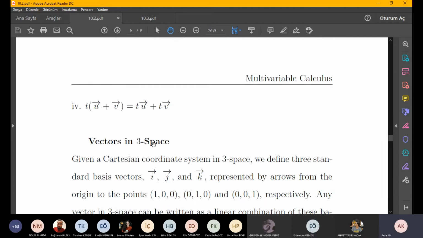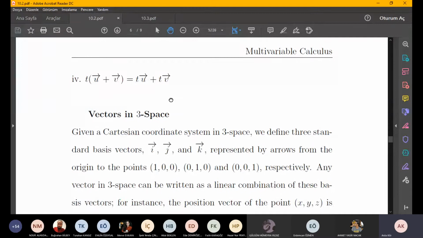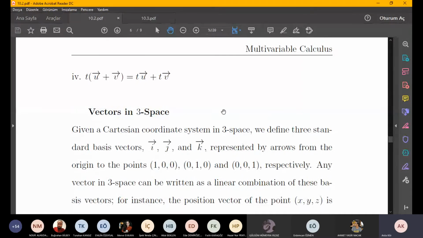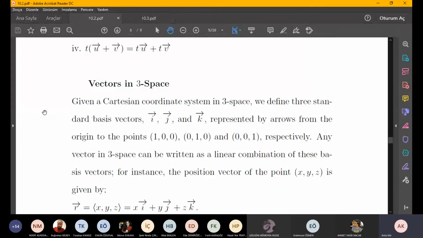And the last property: if t is a scalar, t times the parenthesis of u plus v is equal to t times u plus t times v. So those are algebraic properties in n-dimensional space even, where n is greater or equal to 2. And like we said, we will generally deal with vectors in 3-dimensional space.